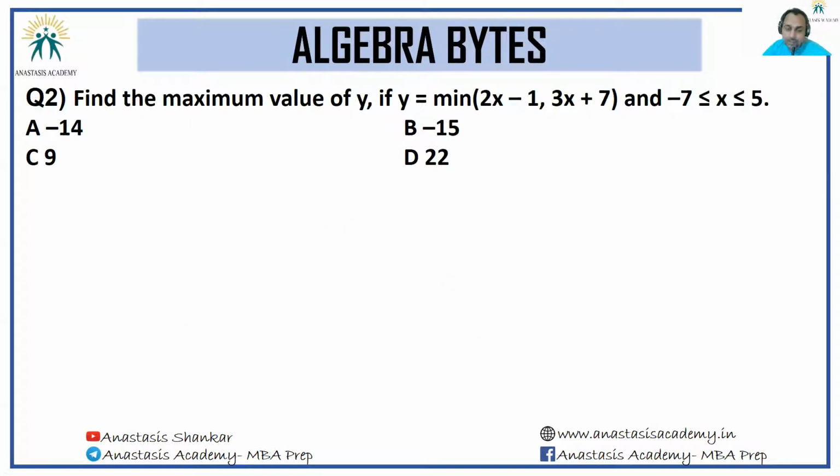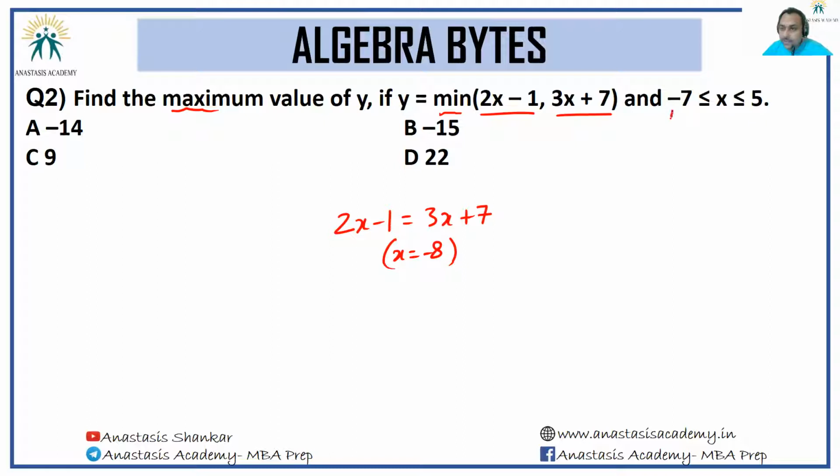Next one, find the maximum value of y if y is equal to min of some expression and some expression, and x lies in the range minus 7 to 5. Okay. Now see here, ideally what should have happened here is you should engage in graphing and all of that. Otherwise what you can do is, for two expressions that are with a min function, you have to find their max value. You equate them, which will give you x is equal to minus 8.